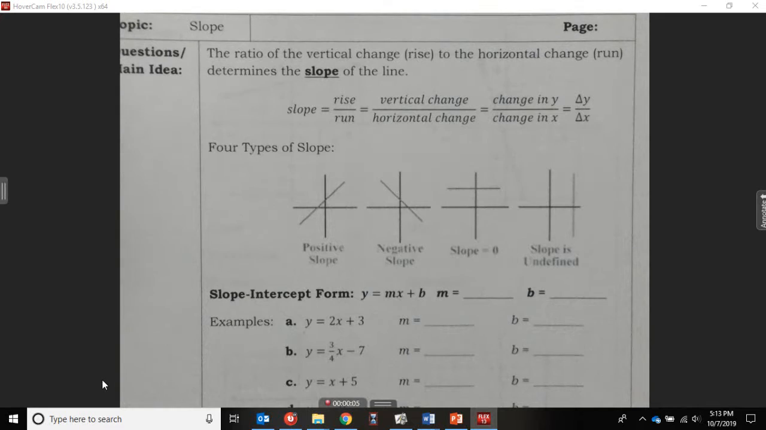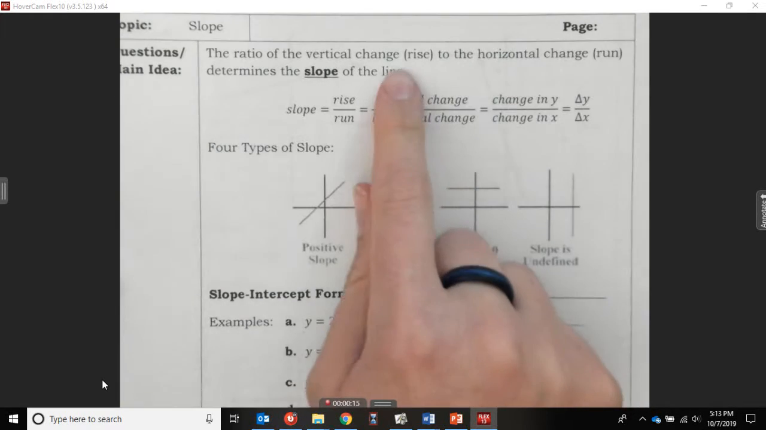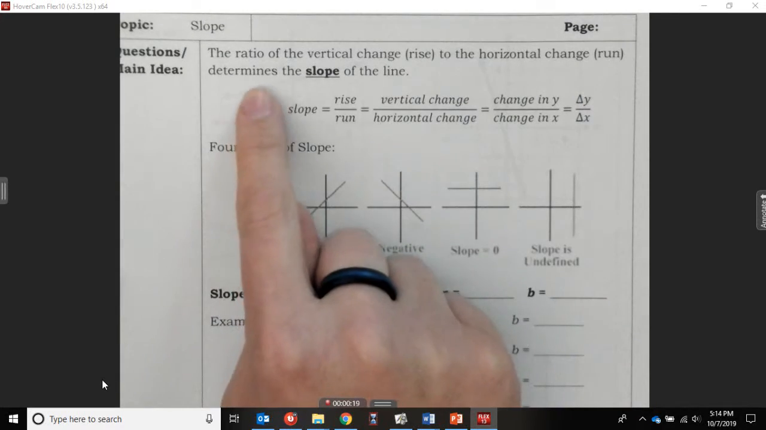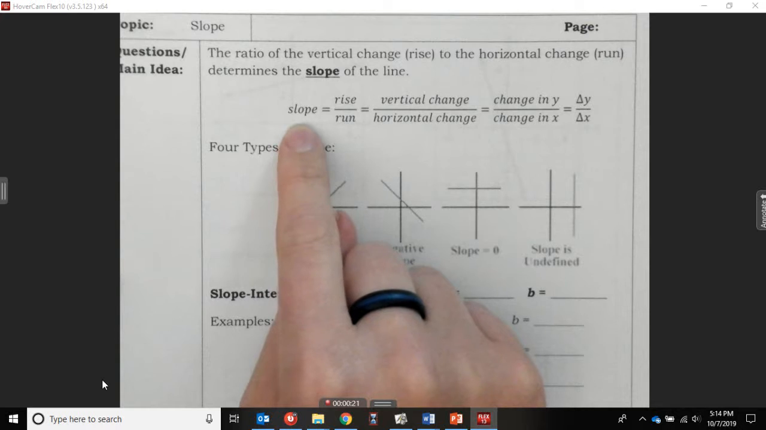All right, we're going to look at some notes on slope, and a lot of this should be a review from 8th grade. The slope is the ratio of the vertical change, which is your rise, to the horizontal change, which is your run, and it determines your slope. And slope can be written multiple different ways.